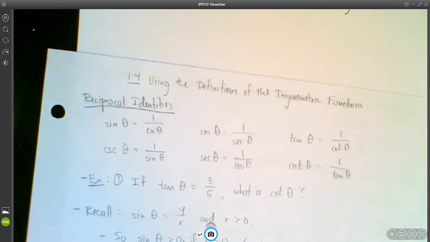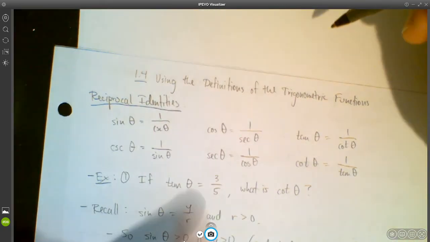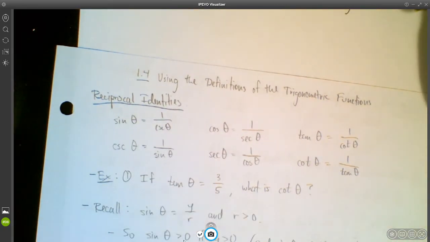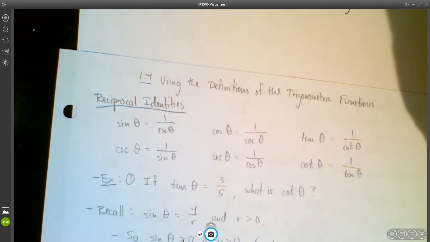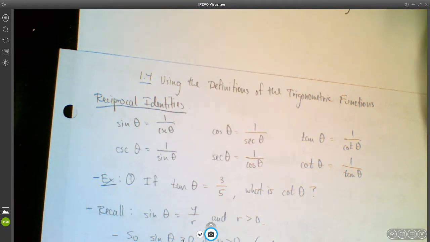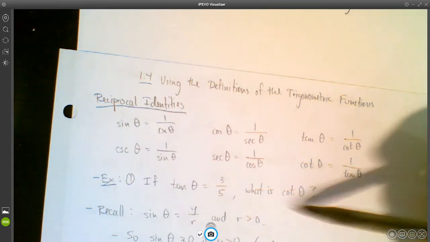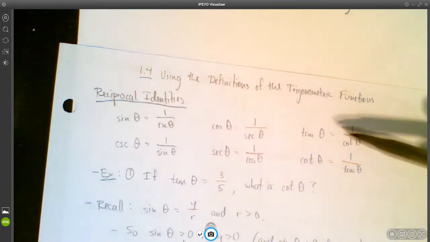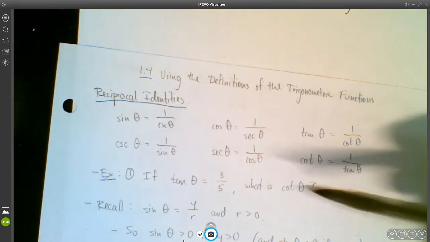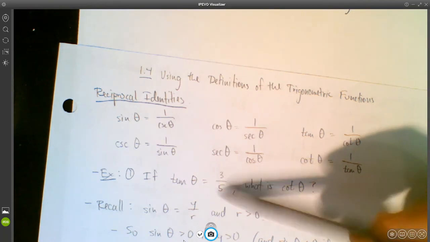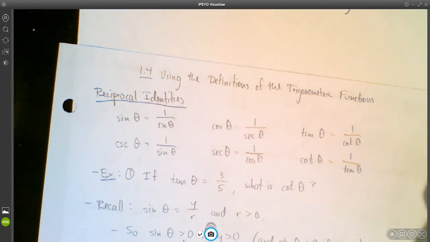So let's say if tangent theta equals 3/5, what is cotangent theta? I'll let you pause the video and see if you can figure out what cotangent theta should be. Okay, so the answer, of course, is that if tangent theta is 3/5, cotangent theta should be 5/3, right? Because tangent and cotangent are reciprocal identities. So cotangent is just, you take tangent and flip it over, right? You get 5/3.